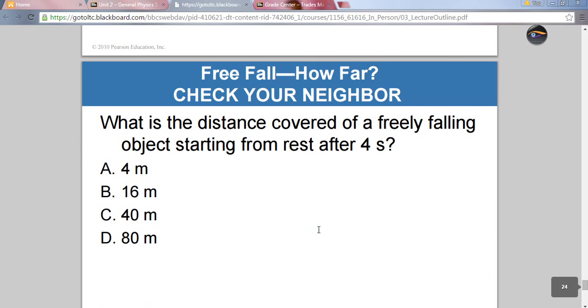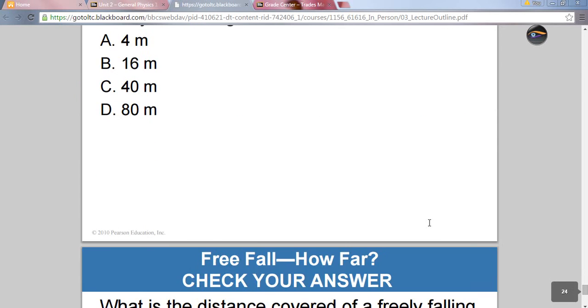So, what is the distance covered of a free falling object starting from rest after 4 seconds? We know that to be 5 times t squared. So that's going to be 4 squared, this is going to be our time, times 10. And so, I'm sorry, times 5. So we're going to be at 80 meters for 4 seconds. Sure enough, 80 meters.